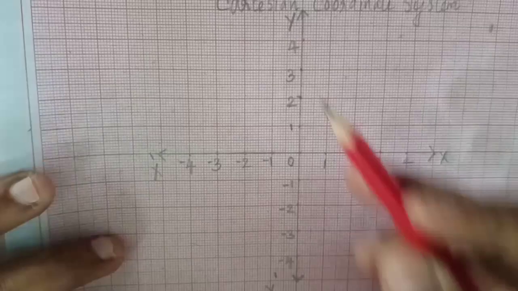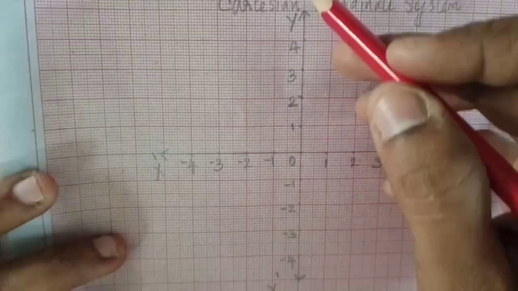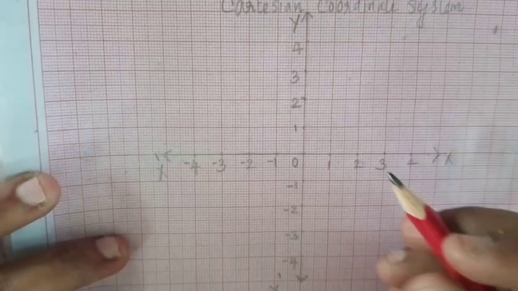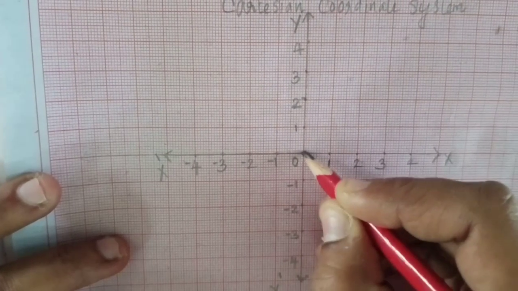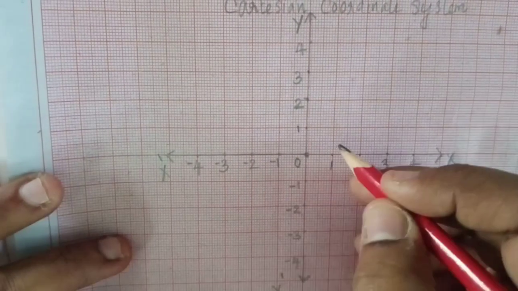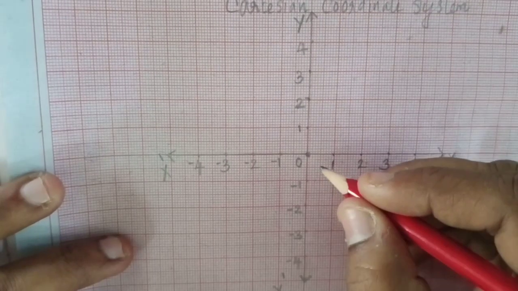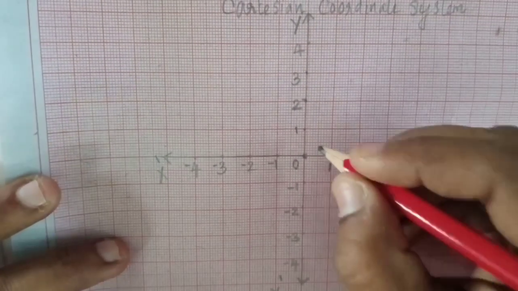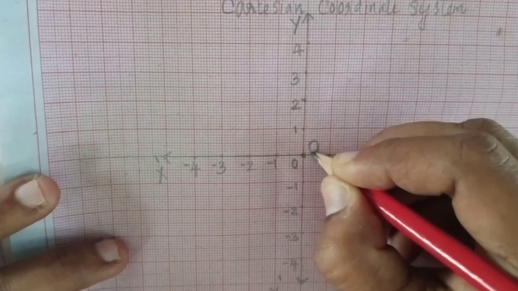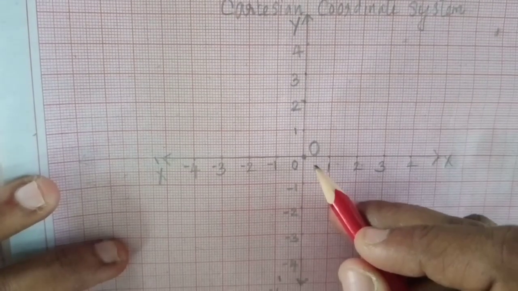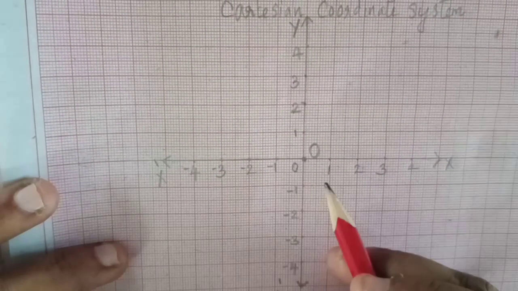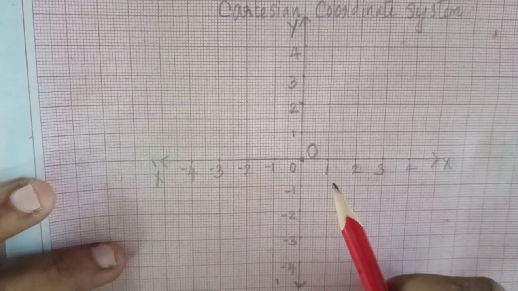This is the horizontal line, this is the vertical line, this is the x-axis, this is the y-axis. Then the point of intersection of the two lines is called the origin. It is denoted by the letter O. This is the origin. The axes divide the plane into 4 parts.